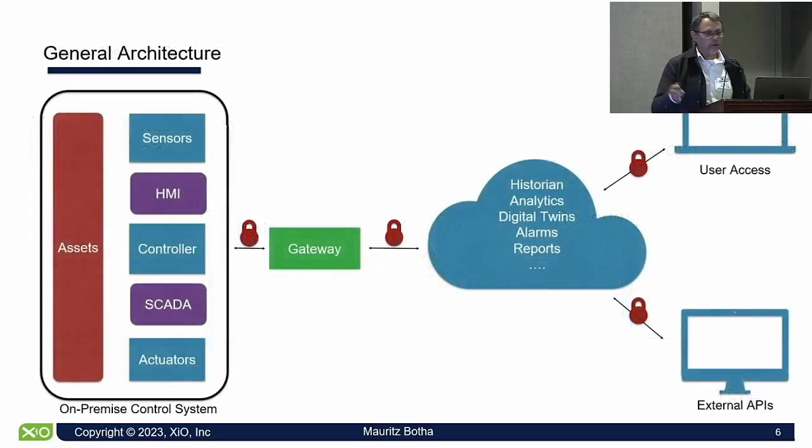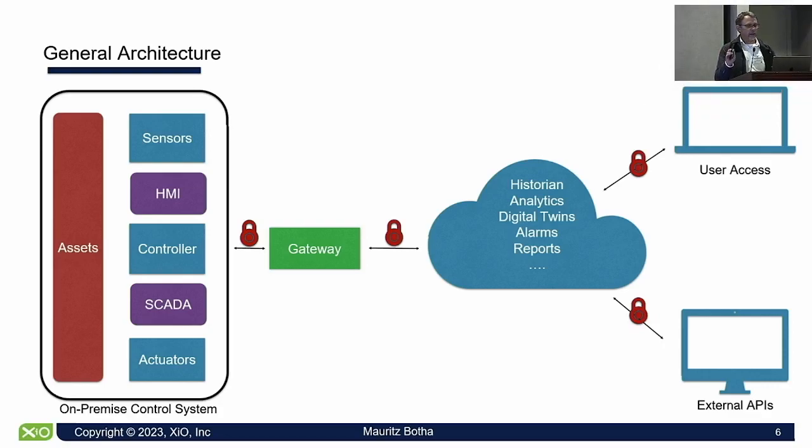So what does the general architecture look like? This is it. On the left-hand side, you have your on-premise control system. So you've got your assets, and in our case, what we mean by assets is you may have a pump, a tank, booster pumps, lift stations, and all of that. Then in blue, you've got the sensors, the controllers, and the actuators.